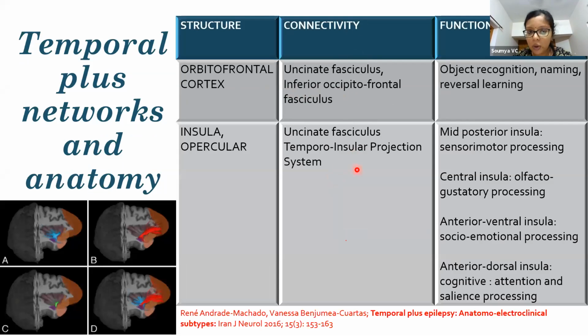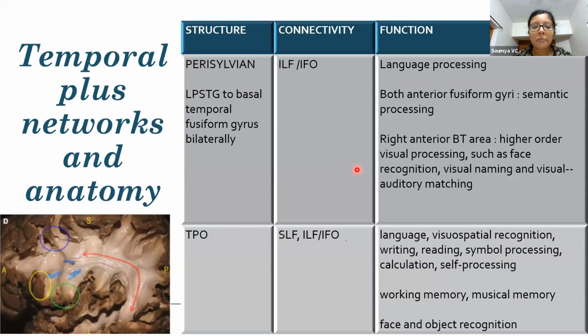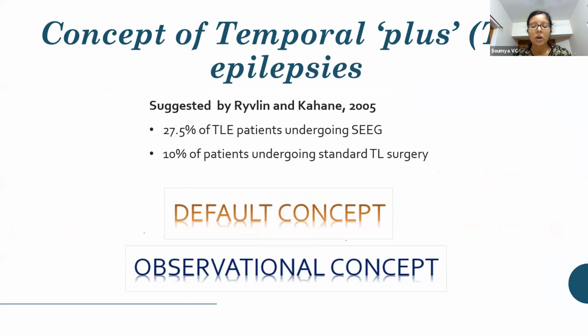Based on this, we have 4 identified electroclinical subtypes of temporal plus epilepsies, namely the temporofrontal, temporoinsular, temporoperisylvian, and the temporoparieto-occipital. And the ictal manifestations will depend on which network is involved in each of these subtypes. So coming to the next concept, this is the default concept. The next is the observational concept.